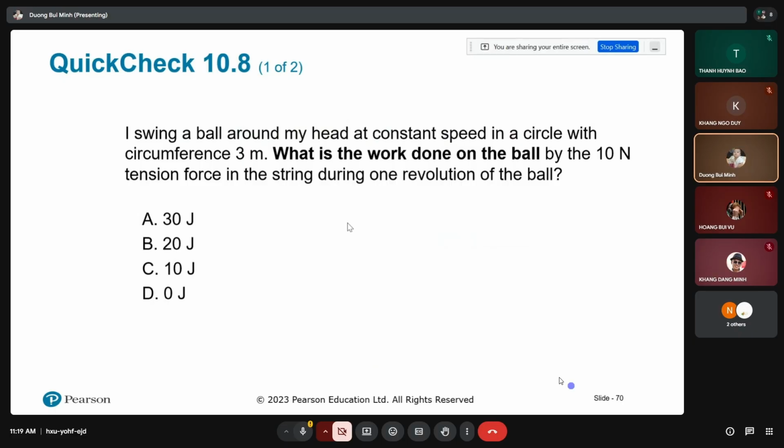Okay. See, read carefully the questions. Okay, the questions ask us what is the work done on the pole by the 10-Newton tension force in the string during one revolution. During one revolution.